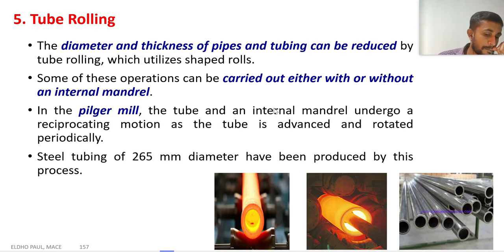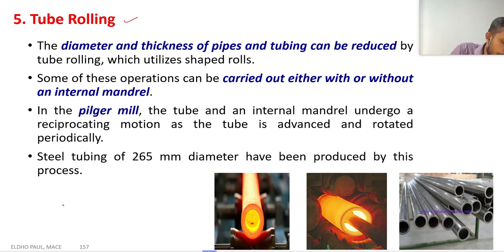Next process is the tube rolling process. This is actually the second stage. In the first stage, the rough hollow pipes are made using the Mannesmann process. The tube that is the end product of the Mannesmann process is used for the tube rolling process, so this is the secondary process. In tube rolling, the diameter and the thickness of the pipes and tubing are reduced. After the Mannesmann process, we got a tube or pipe with a higher thickness and diameter, which can be reduced by using the tube rolling process.